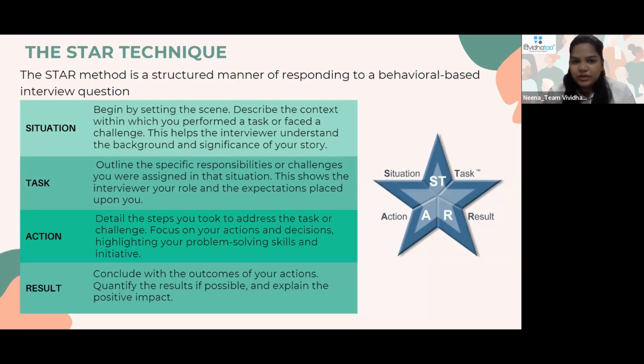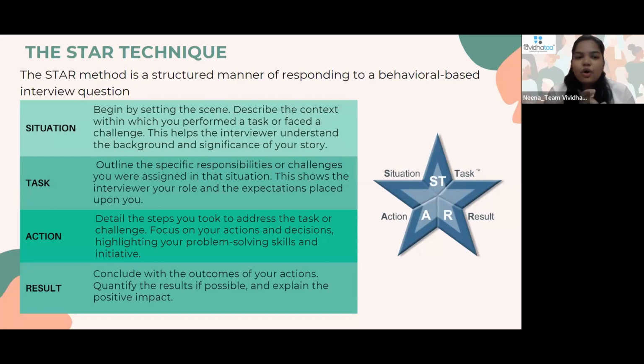So what is situation? When you answer any behavioral question, first you should set the scene and describe the context in which you performed a task or faced a challenge. This helps the interviewer understand the background and significance of your story. They will be able to understand what situation you were facing and how it is relatable to the question the interviewer has asked right now. So it's very important to set the situation.